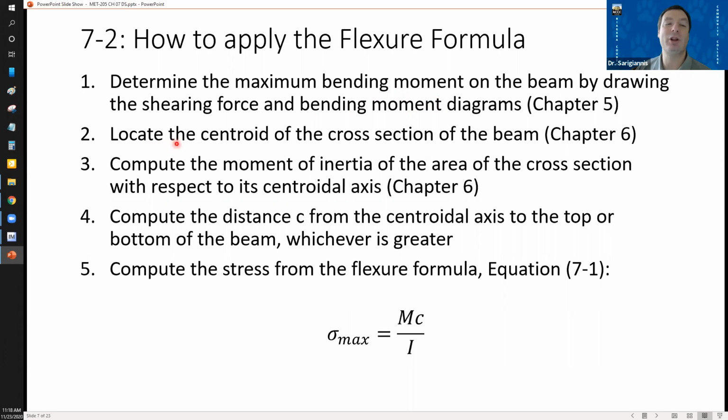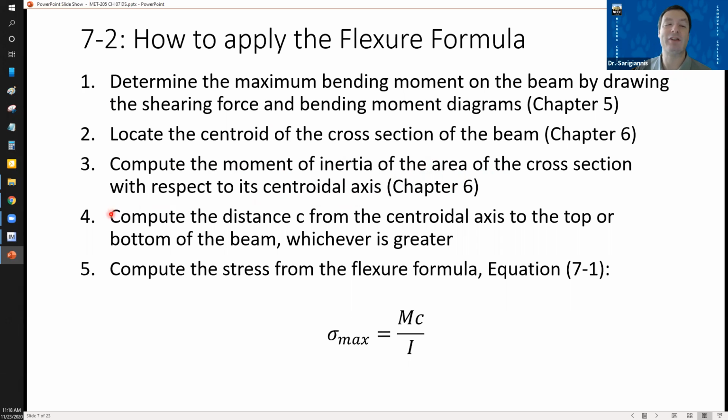The next thing you do is you locate the centroid of the cross section of the beam. And this is the stuff from chapter 6, right? And that centroid tells you where the neutral axis is. You also compute the moment of inertia, right, with respect to the centroid. And we learned how to do that in chapter 6.